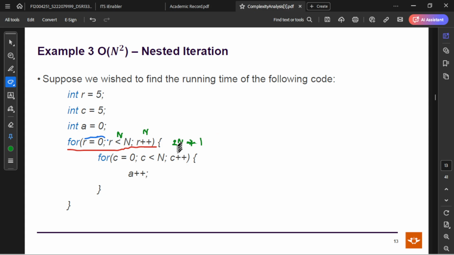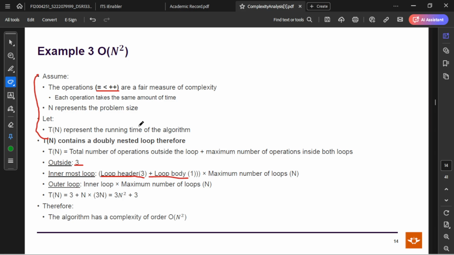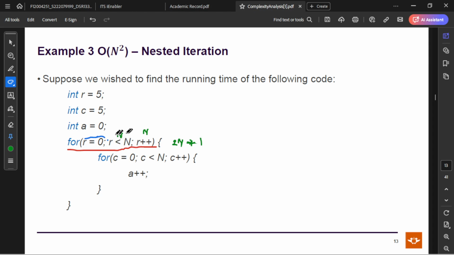So you can't combine it with the n when it happens once. They are not like terms in mathematics. So this is what I would do, me personally. 1 comes from this part over here, because it happens once, and you have the equal sign, and the equal sign is part of the operations we use to count. And then here you have the less than and the increment.